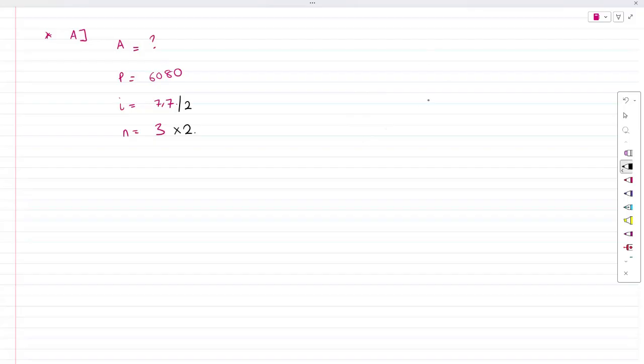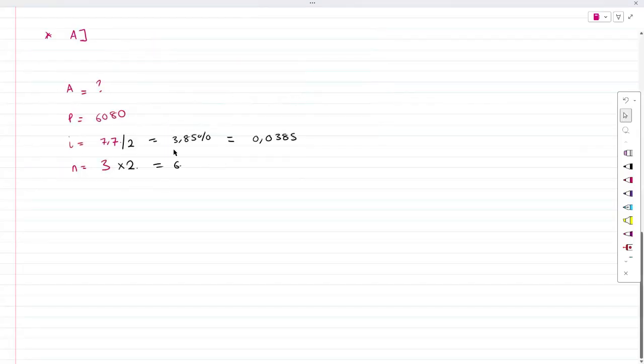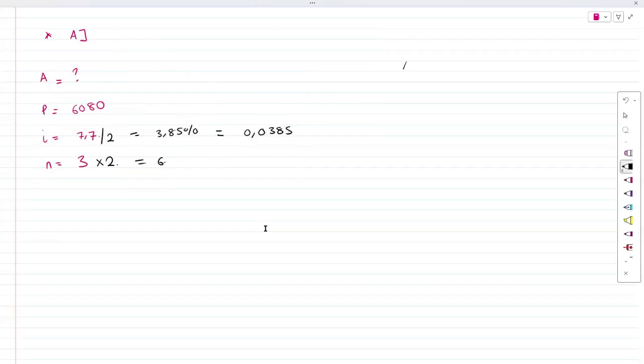Okay? So again, what would happen now is 7.7 divided by 2 is 3.85%. 3 times 2 is 6. So this is easy to deal with. You all know that I prefer decimals, so this will be 0.0385. Let's work with it going forward. Okay, so very simply, A equals P times 1 plus I to the power of N.